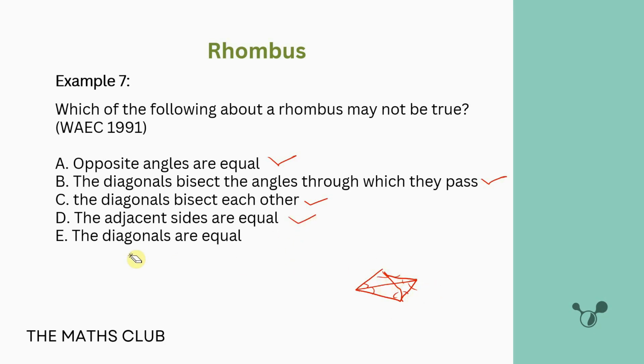This was option E. The diagonals are equal. We stated before that diagonals are not necessarily equal, except in the case of a square. A rhombus and a square, although they're similar, are not the same. So for a rhombus, the diagonals are not equal. So this is a contrary statement to that, so I would cancel this. So our answer should be option E.